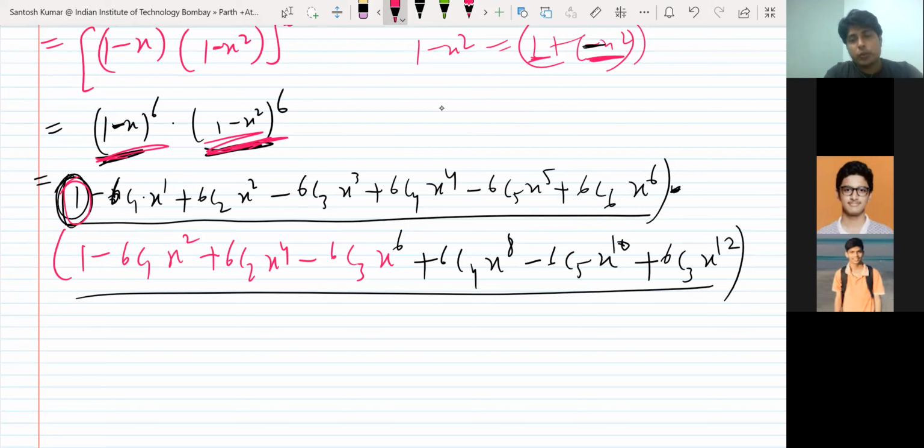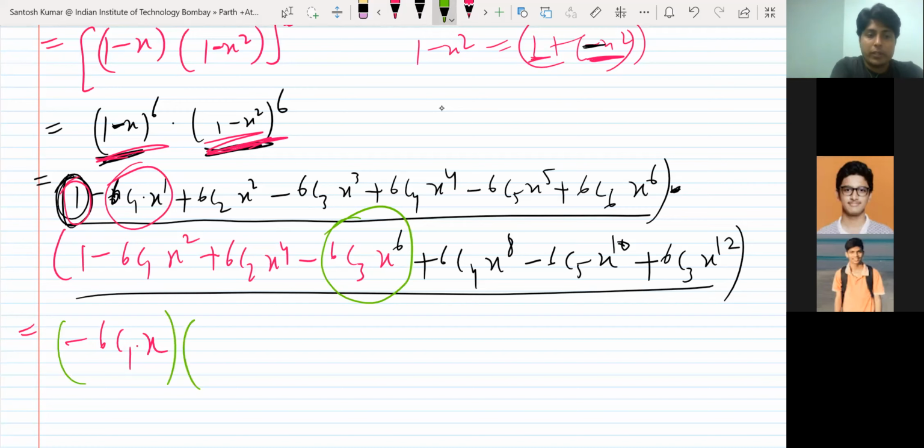Which term do you want to take? With which term will you multiply in the second factor? There are two factors. None of them, because there is no term which has power 7, right? Now you come to the second term in the first factor, which is minus 6C1 times x. You will multiply this with minus 6C3, x raised to power 6, because after the product we'll get x raised to power 7.